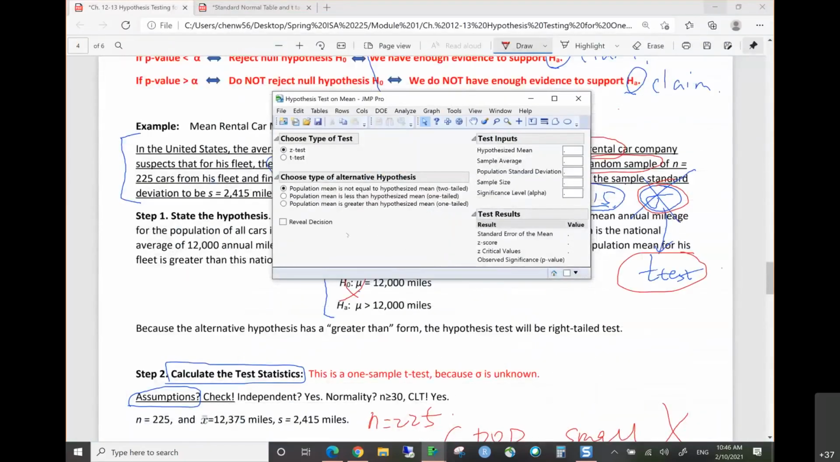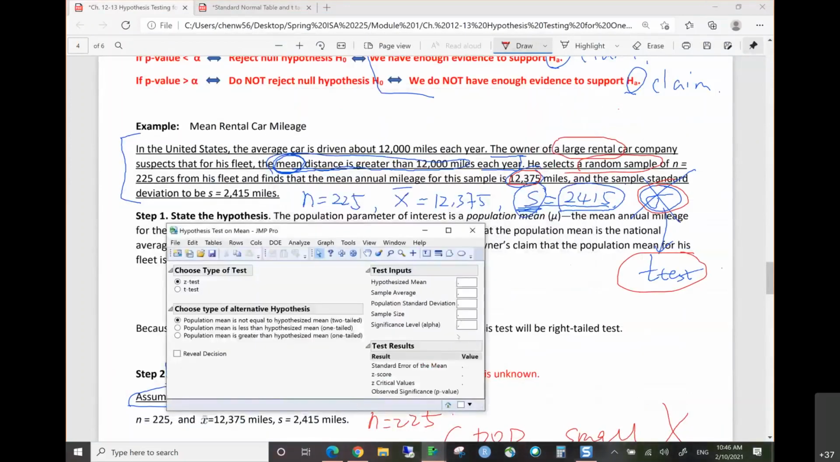Then you will have this screen where you need to enter all the information. Before we enter all the information we have, we need to choose the t-test or the z-test. If you choose the z-test, you need to enter the population standard deviation. If you choose the t-test, it changes to the sample standard deviation, and you only need to enter the sample standard deviation. In our case, the population standard deviation is not given. That's why we need to use the t-test statistic.